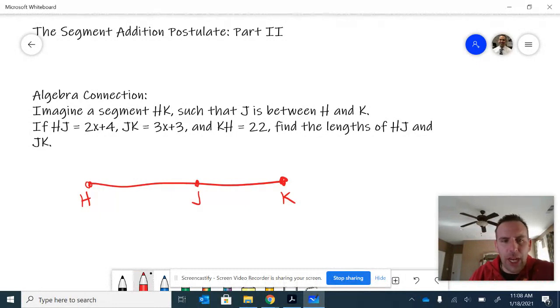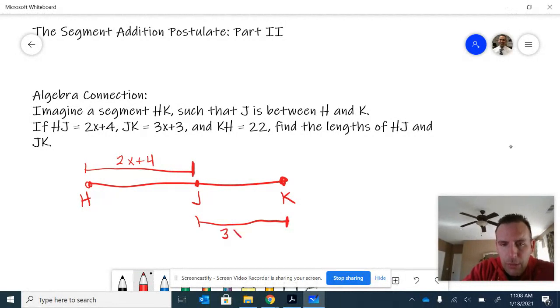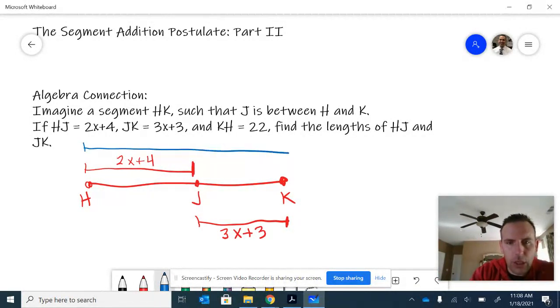If HJ equals the expression 2x plus 4, so the distance from here to here can be found by some value x times 2 plus 4, and JK is expressed by 3x plus 3. And KH equals 22. That would be the entire distance of this segment. Let me use another color to illustrate that. In other words, the distance all the way across this line segment is 22. Find the lengths of HJ and JK.